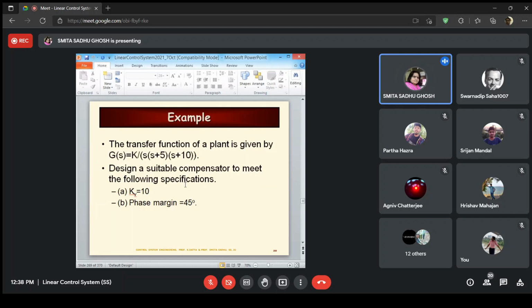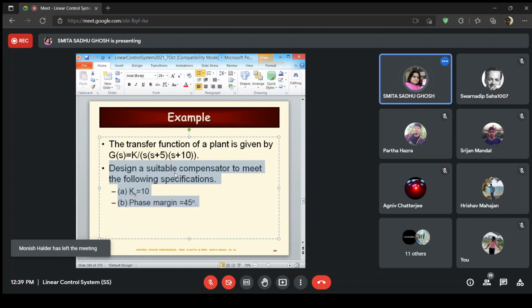So here in this problem, the Kv, that is the velocity error constant, is specified, as well as the phase margin. Another thing, it says design a suitable compensator. In this problem, it has not been mentioned whether you have to design a lead compensator or a lag compensator. So we'll use the same problem to design a suitable lead compensator first, and later we will use the same problem to design a lag compensator as well, to meet the required specification, that is a phase margin of 45 degrees and Kv equal to 10.